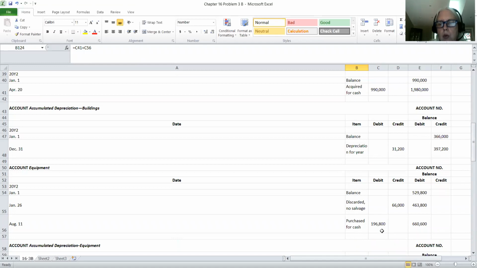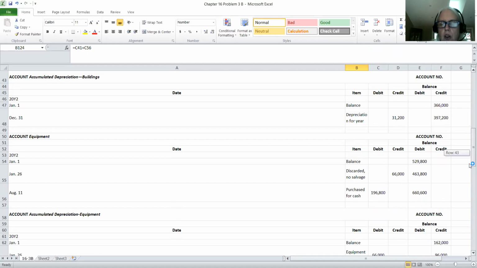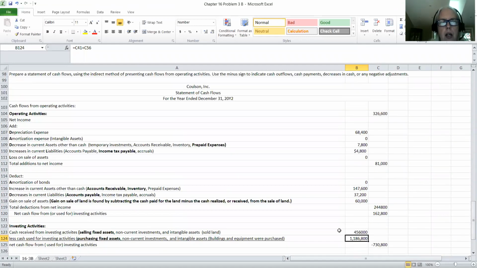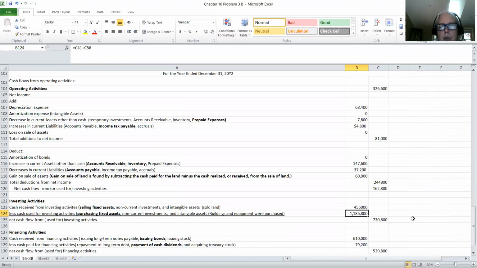We purchased the equipment for $196,800. This would be combined with the purchase of the building to get the total purchases of non-current assets. That will give you the amount of $1,186,800.